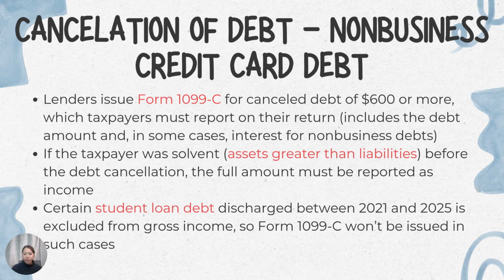Certain student loan debt discharged between 2021 and 2025 is excluded from gross income, so the form won't be issued in such cases. However, since it's excluded from gross income, you won't be directly taxed on it, which is really cool. So if the taxpayer was solvent, though, meaning their assets are greater than their liabilities before the debt cancellation, the full amount must be reported as income.